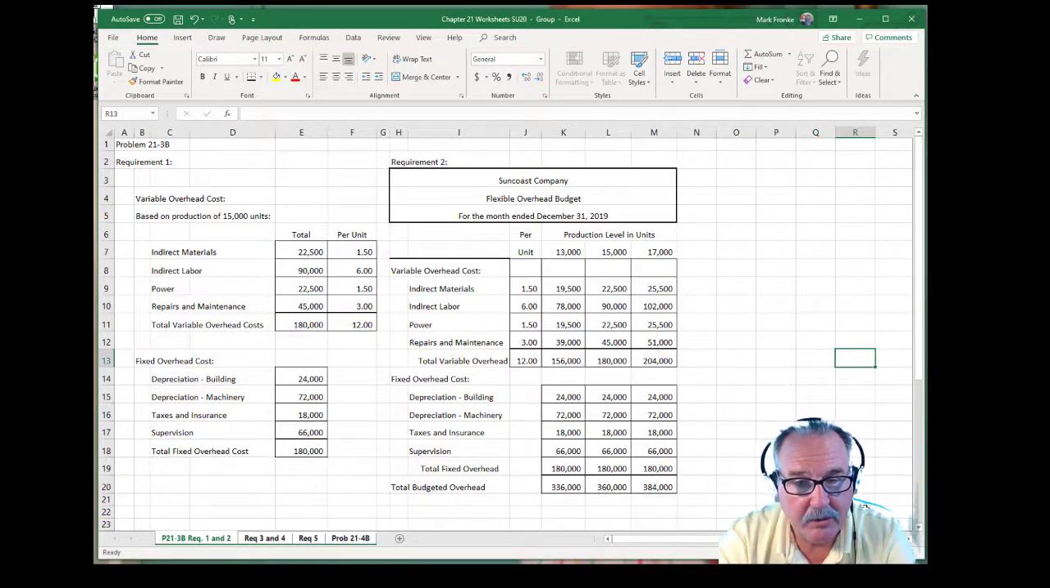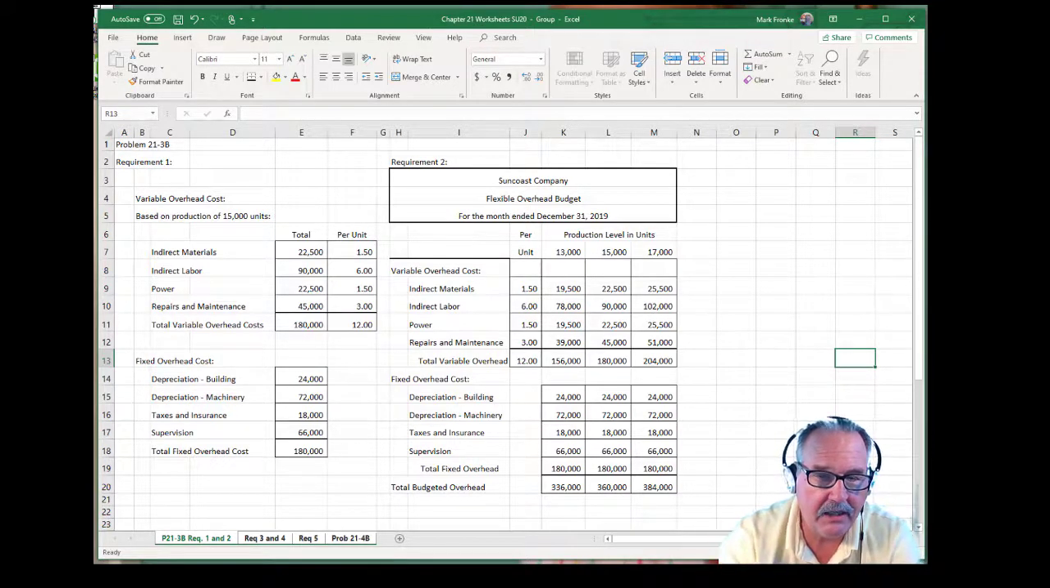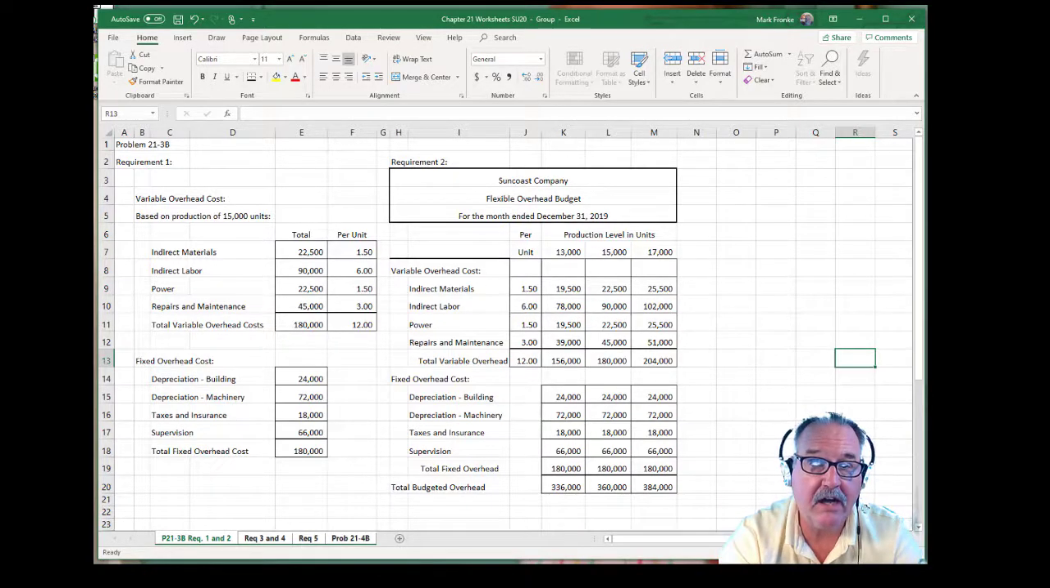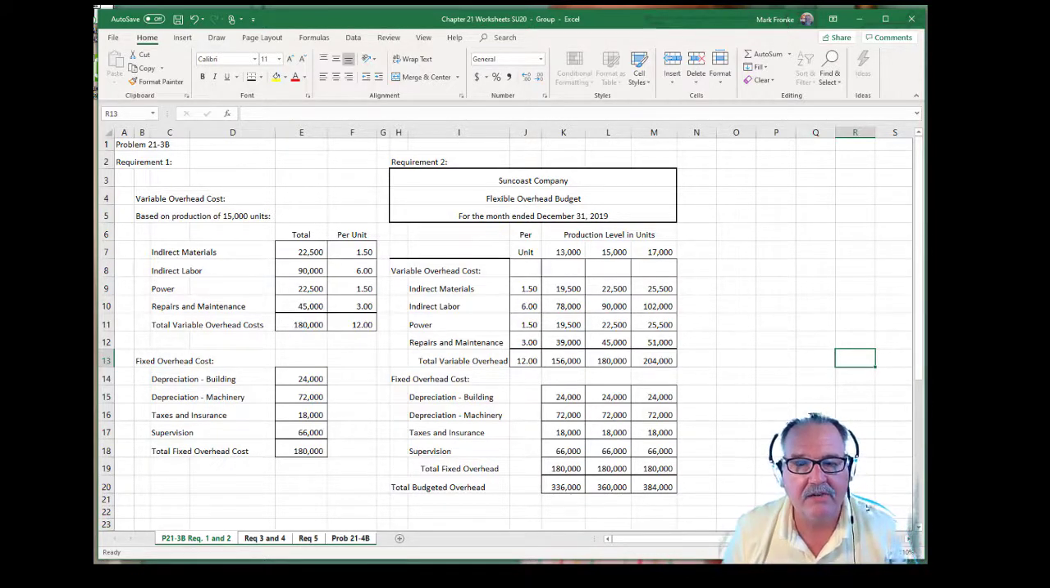The reason we do this is because if we don't know exactly what level of production we're going to be operating under, because things change and sometimes demand may go way up or it may drop off, we have a relevant range. What that means is we have a range of production that we have typically operated under. If we look back for a couple of years, well, we've never been under 13,000 units and we've never been over 17,000, so that provides a range, and in effect we can make a budget for different levels of production.